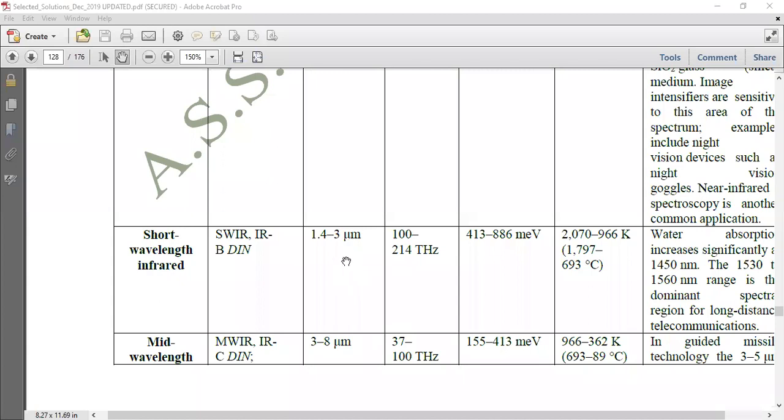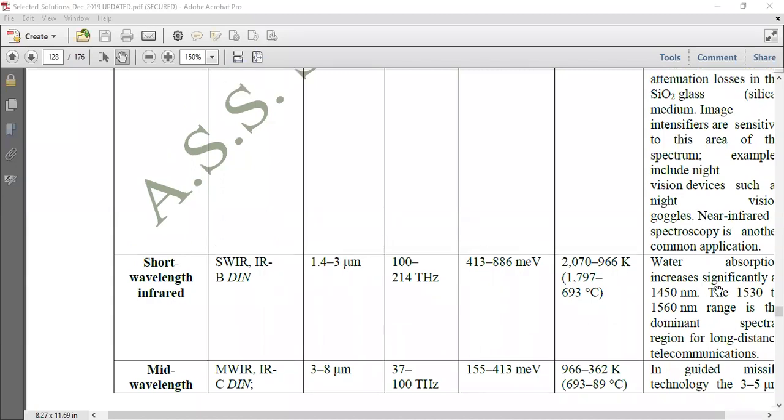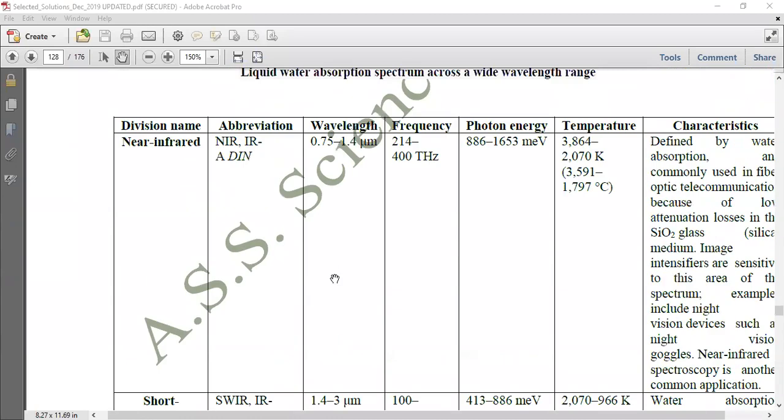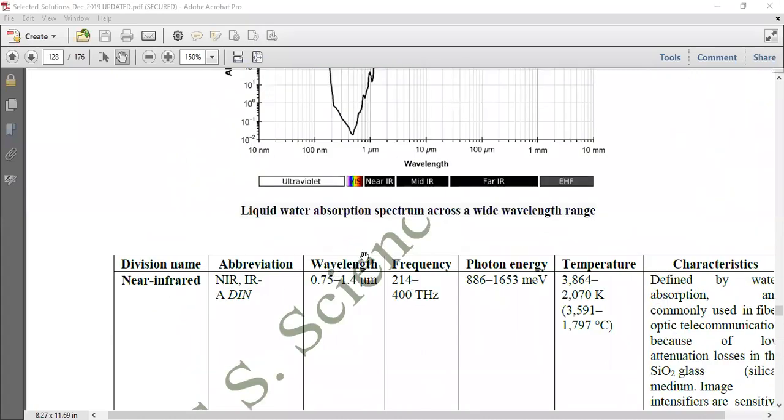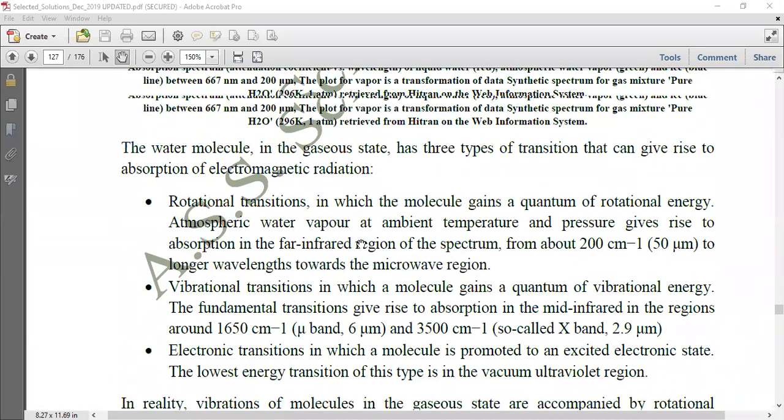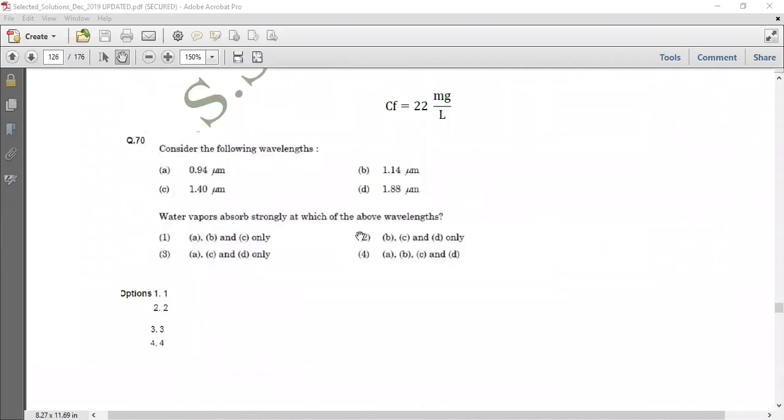So almost all the bands which are given, water absorption has been significantly shown to increase. That's why the fourth is the correct answer. Water vapor generally shows absorption in all these bands, A, B, C, D. So the fourth is the correct answer. Is it clear to everyone? Anyone having any doubt in this?